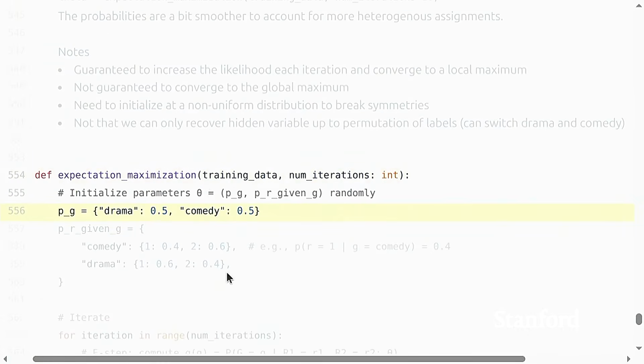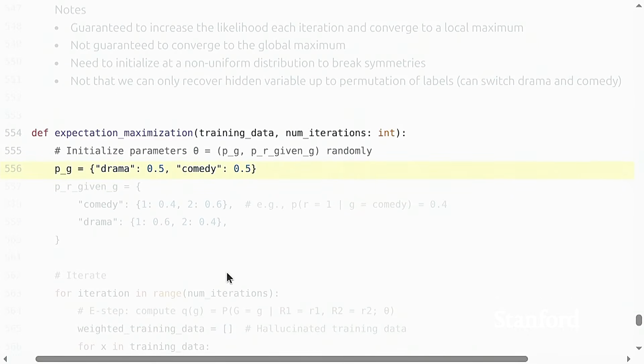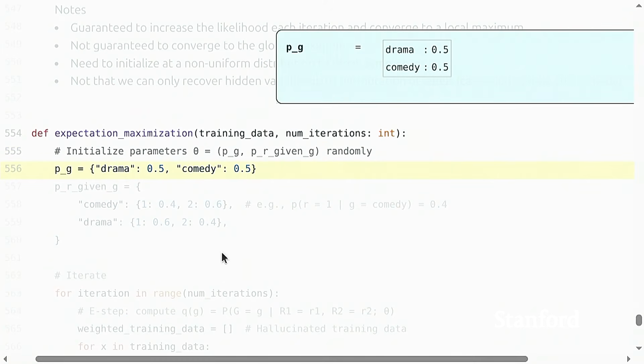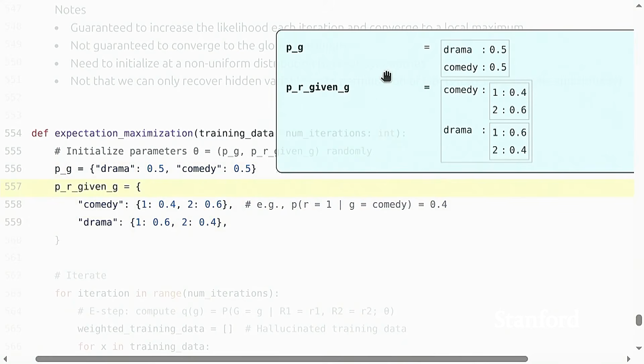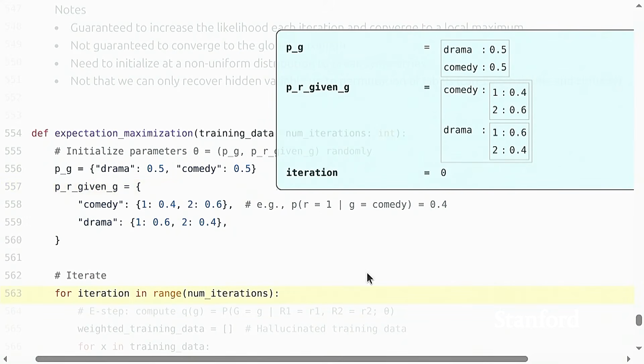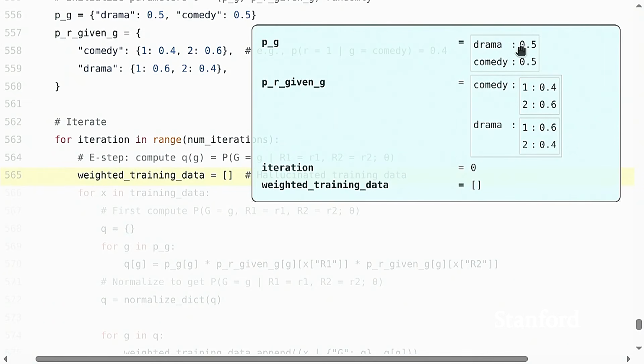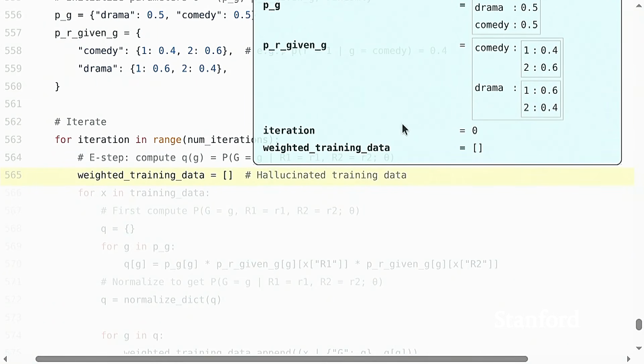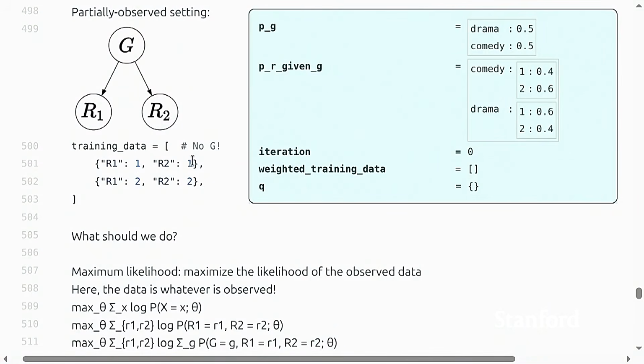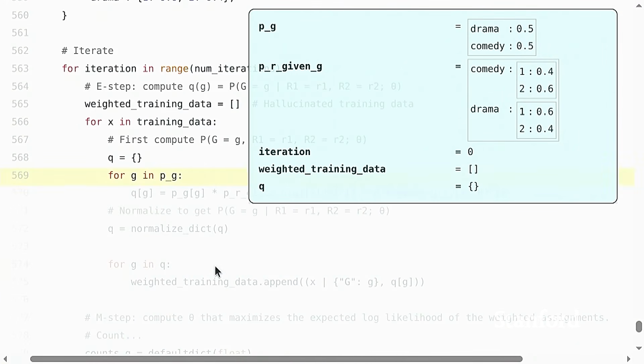Okay, so I first initialize the parameters. So the probability of G, the probability of R given G. Here I'm doing parameter sharing. So now I'm going to iterate. Okay, so this is my current guess. And in the E step, I'm going to go through all my data here. So my first data point was 1, 1. Second data point is 2, 2.